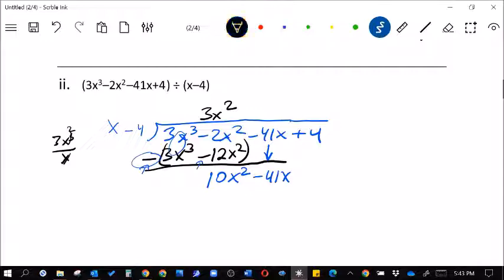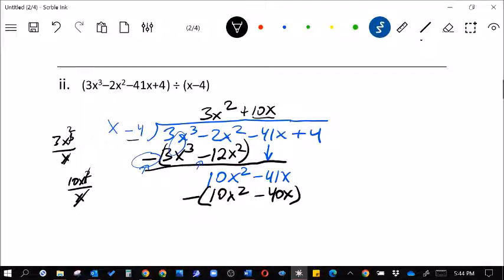So we have 10x squared divided by x. X goes into that square. Oh, in fact, now it goes away. It's 10x. I need a 10x up here. So it's positive because there's no negative I'm dealing with there. So 10x. 10x times x gives me the 10x squared. But I also have to do the 10x times the negative 4 to give me a negative 40x.